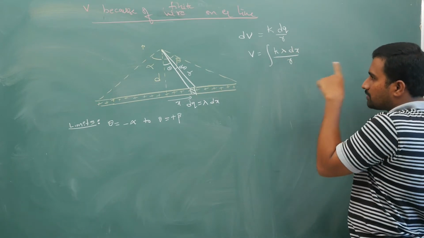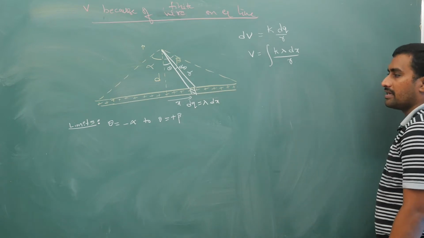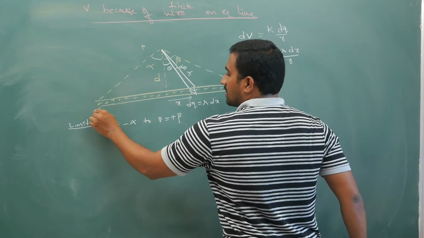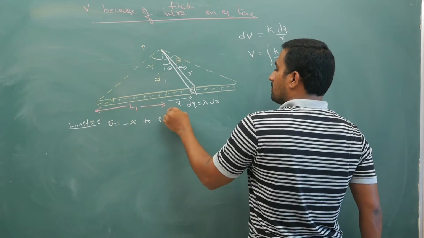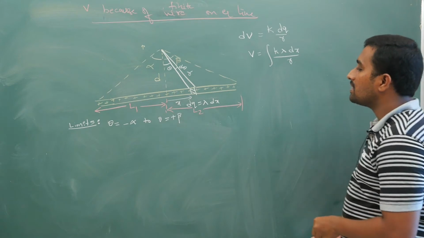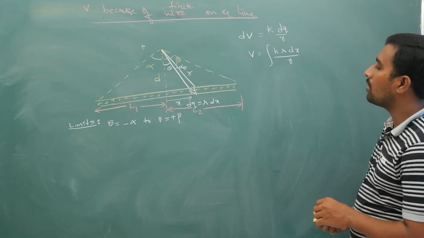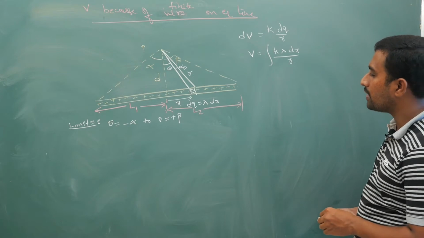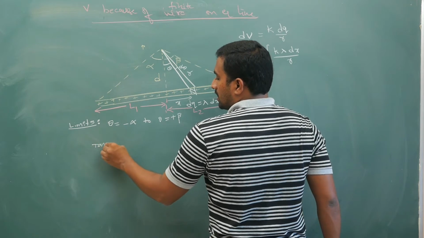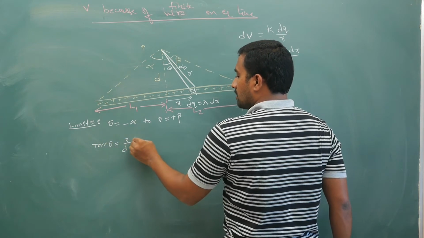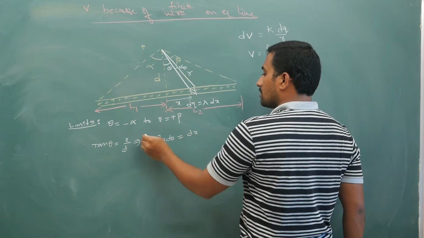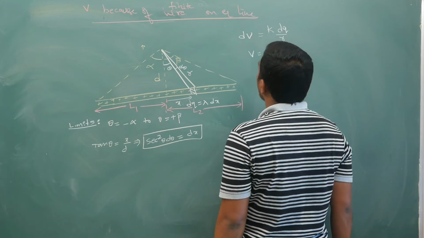Now in terms of angle you can write it, or in terms of x you can write it. Let us say from here to here the length is L1, from here to here the length is L2. Depending upon angles or anything you can do. So in terms of length or in terms of angle we will do it. First, tan theta is equal to x by d. From here, secant square theta d theta is equal to dx.